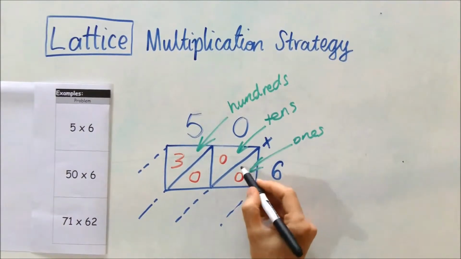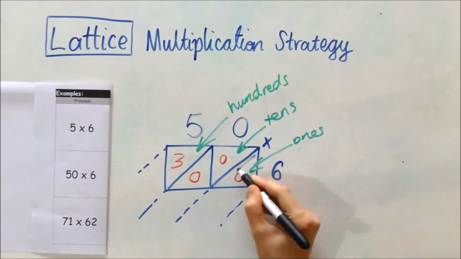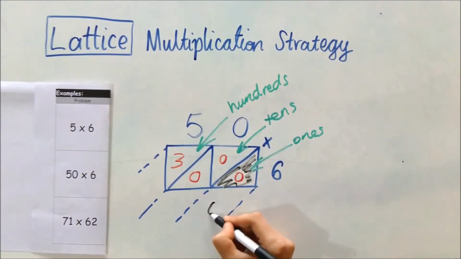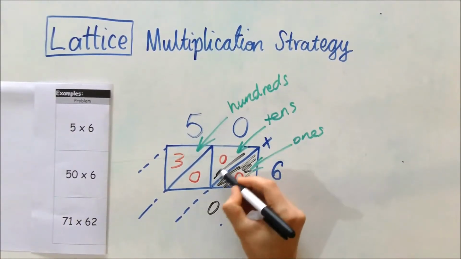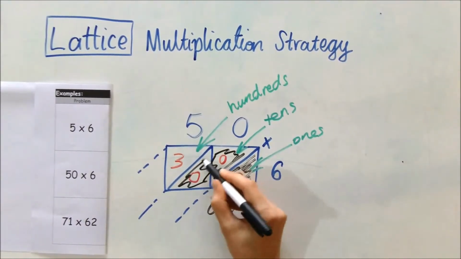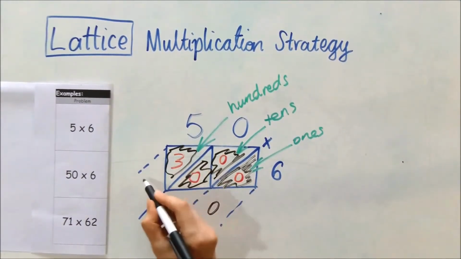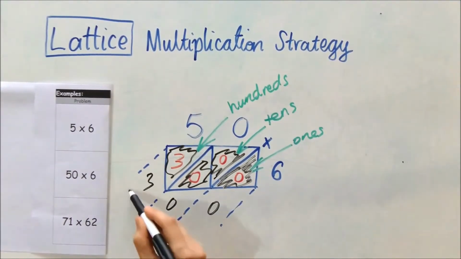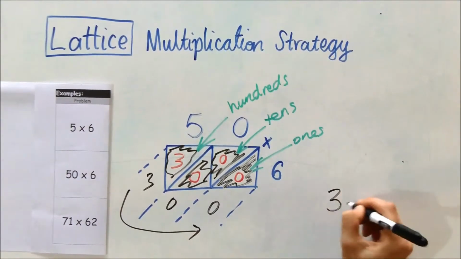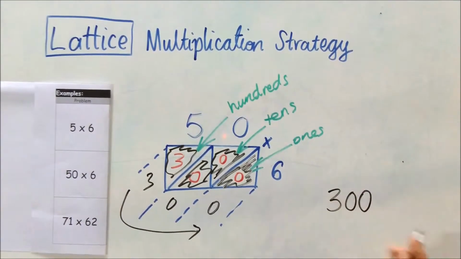And now we're just going to add up this bit here. So in the ones column I only have 0. In the tens column I have 0 and 0, so it's 0. And in the hundreds column I have 3. So the answer is 300. So 50 times 6 is 300.